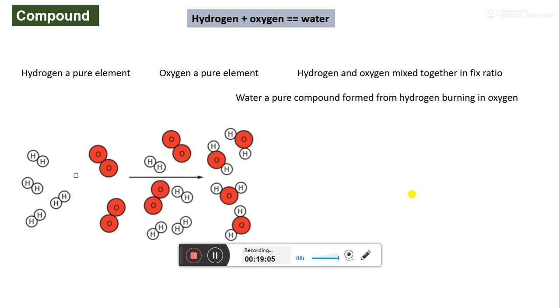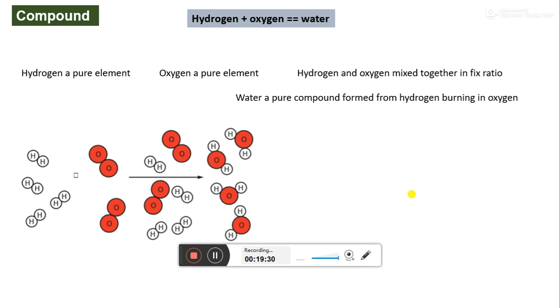Hydrogen and oxygen both are pure substances, pure elements. When they are combined together, they form water. Hydrogen is a combustible gas. Oxygen supports combustion, but water does not support combustion. That means the new substance which is forming, the compound, does not match its properties with its constituent elements.